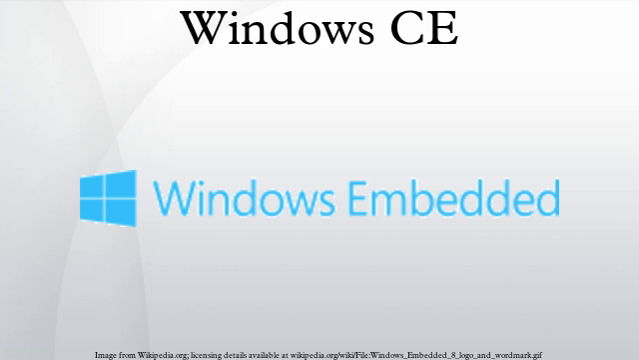A successor to CE 3.0 is CE .NET. Pocket PC is a separate layer of code on top of the core Windows CE OS. Pocket PC is based on Windows CE, but it's a different offering. And licensees of Pocket PC are forbidden to modify the WinCE part.